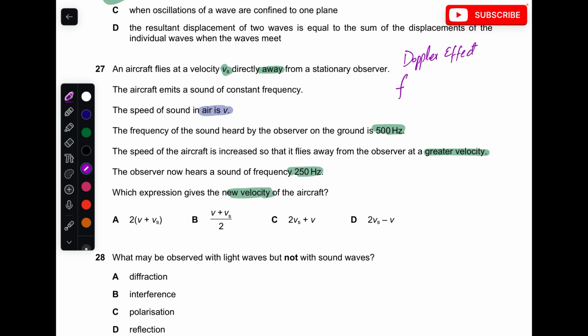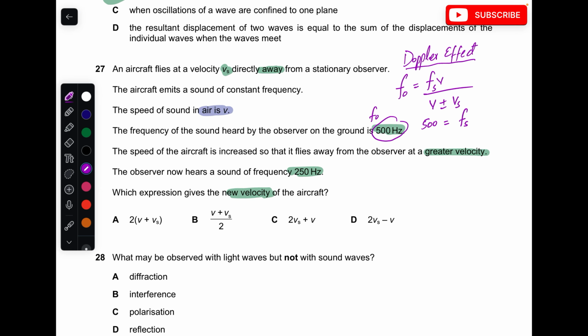The basic relation we have is observed frequency equals frequency of source multiplied by the speed of sound divided by V plus or minus Vs. Initially, let's work out the initial conditions. The observed frequency is F naught initially, so we can write 500 equals the frequency of source, which was not given, so it is Fs.